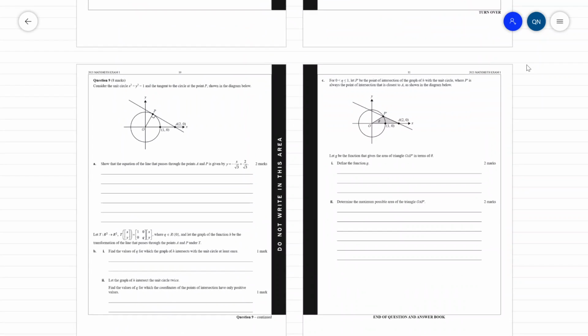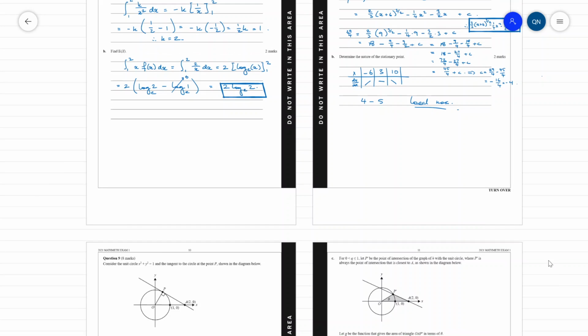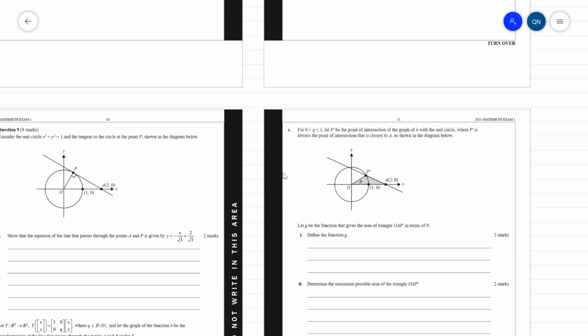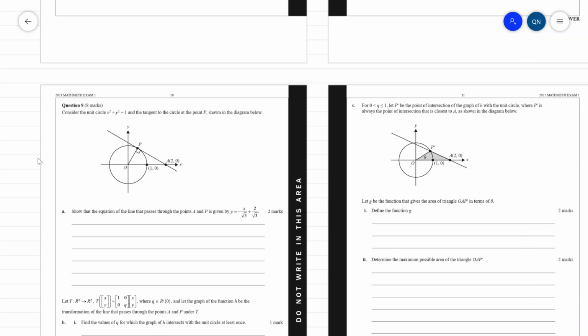Alright, it's question 9. Is that the final question already? I thought there were 10 questions. Oh well. So question 9. So we are at 43 minutes now. Not too bad. So we should have plenty of time to do this 8-mark question before we hit 1 hour.